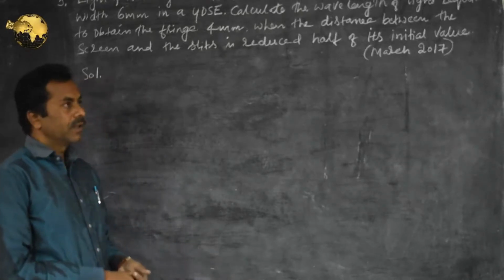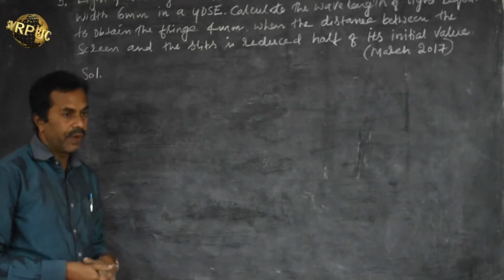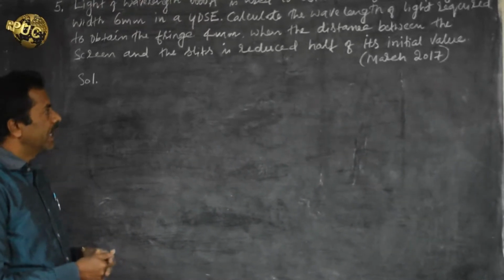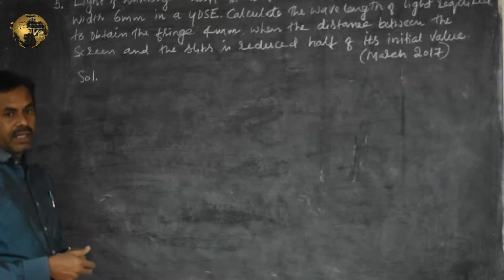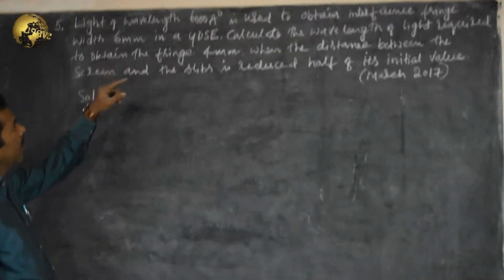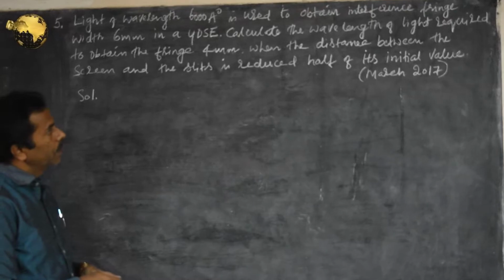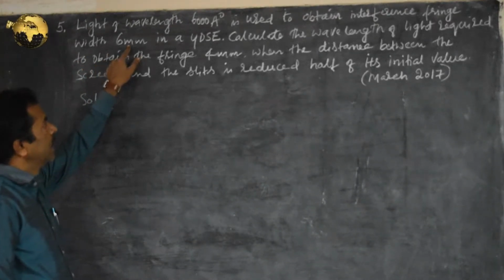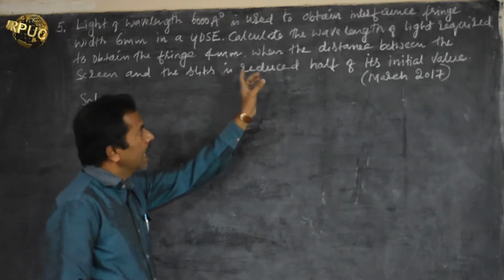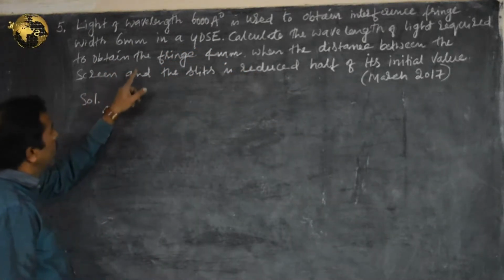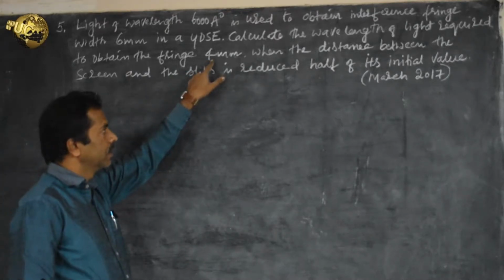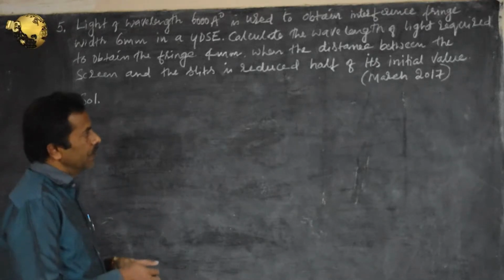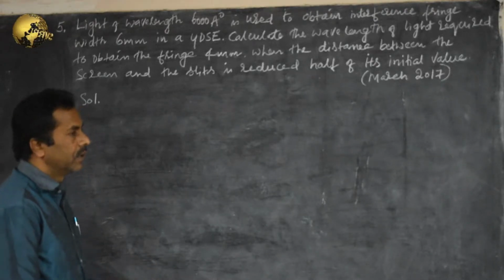Okay, dear students, let us go to the next problem. That is the fifth one. It is from unit 7 and 8. Here the given problem is: light of wavelength 6000 angstrom is used to obtain an interference fringe width of 6 millimeter in Young's double slit experiment. Calculate the wavelength of light required to obtain a fringe width of 4 millimeter when the distance between the screen and the slit is reduced by half of its initial value.